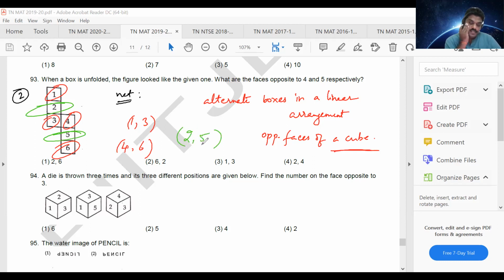Now the question is, which is opposite to 4 and 5? So opposite to 4 is 6, opposite to 5 is 2. So my answer would be 6 and 2. If you take 2 and 6, it will be wrong. You should take 6 comma 2. You have to follow the order respectively. Next, moving on to the next question.